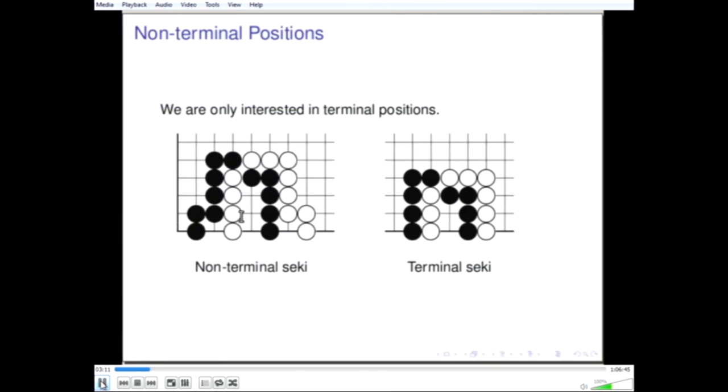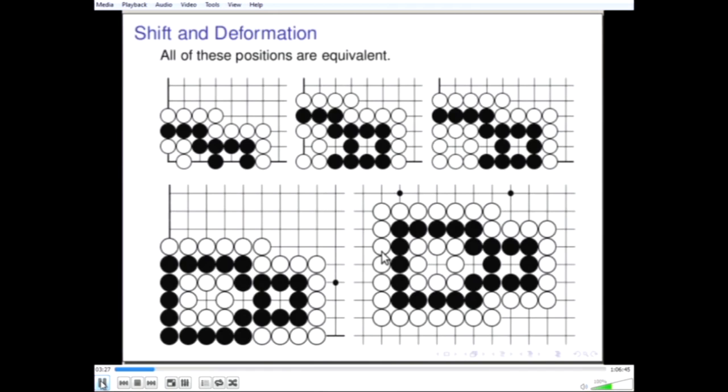Here is a non-terminal Seki, where each side can make up to two moves, and it's still a Seki. But that's a terminal Seki. Any move will instantly lead to a kill and the termination. All these positions here are equivalent for us because from here we can get to here by shifting upwards, shifting to the right, shifting more up and to the right, and here even further. So all of them are equivalent for us.